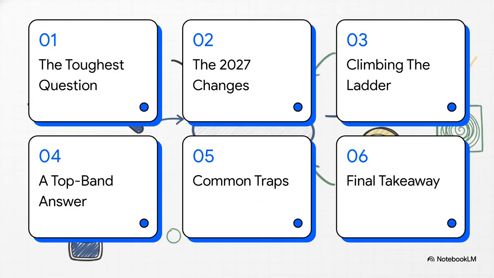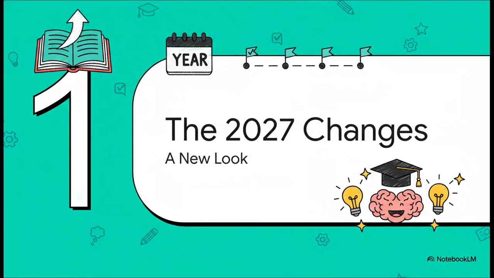So here's our game plan for today. We're going to look at the big exam changes coming in 2027. Then I'll introduce you to a really powerful method for structuring your answer. We'll walk through a top band example, pinpoint the common traps to avoid, and wrap it all up with a final takeaway. By the end of this, you are going to have a crystal clear roadmap to ace this question. First up, let's look ahead.